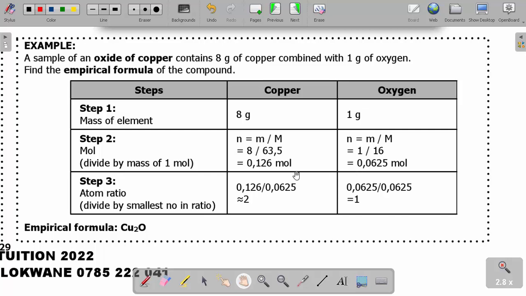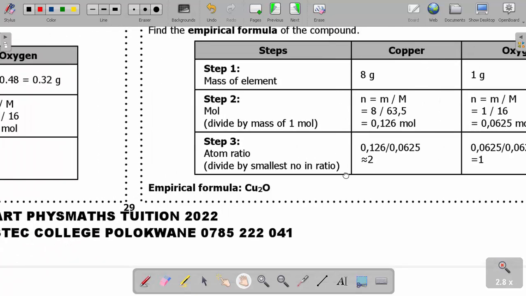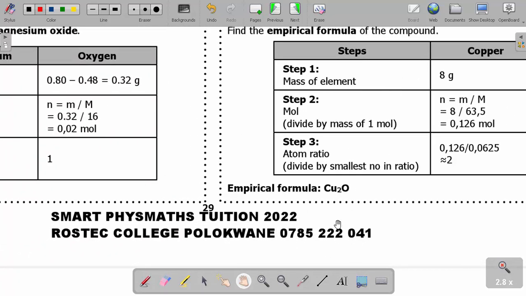And then now check for the smallest. It is 0.0625. So divided by this one on both sides, I'm going to get 1. What about the other? It's going to be roughly 2. So in this case, our copper oxide is going to be Cu2O. So that's our empirical formula, which is Cu2O. Hope we are together. Are we together? If you're not together, please contact us on this number for more clarity. However, let us proceed.